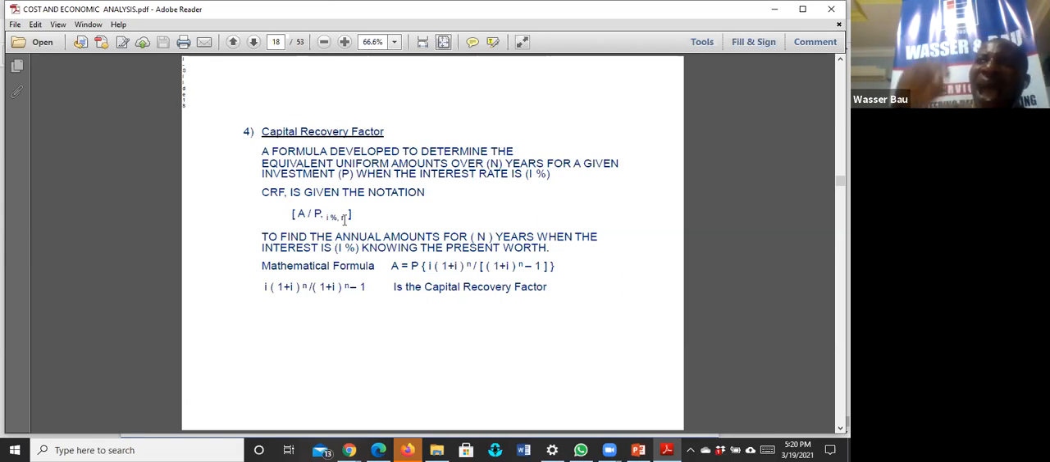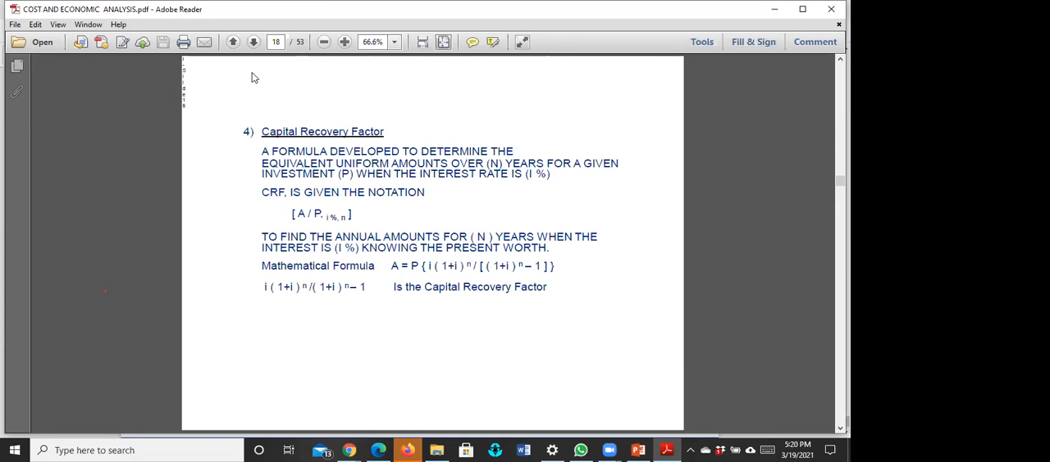It is called the capital recovery. In other words, I've invested an amount of money and I want to know how much will be given to me every year for me to recover my initial capital investment. For instance, I bought a generator for 2 million. I will now ask myself, how much should the generator be earning for me? Which is another way of saying how much will I be saving in the next 5 years or next number of years for me to recover the initial investment on that.